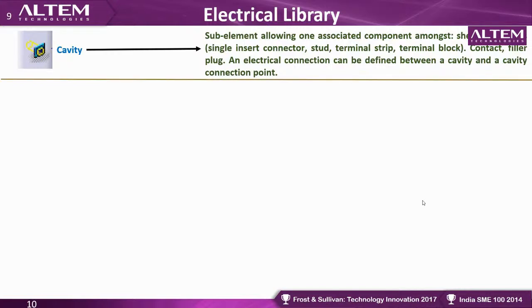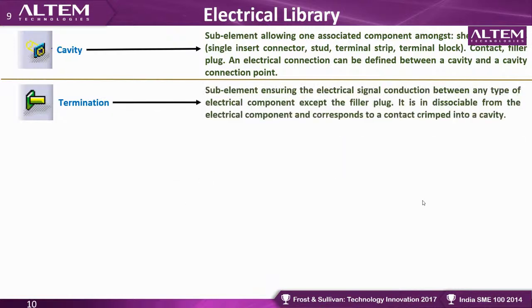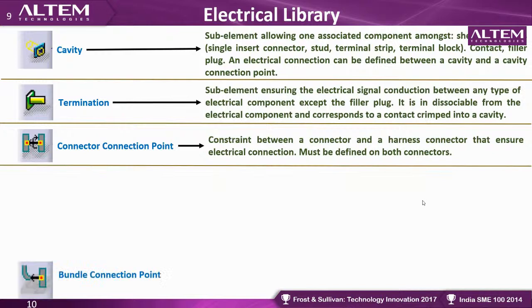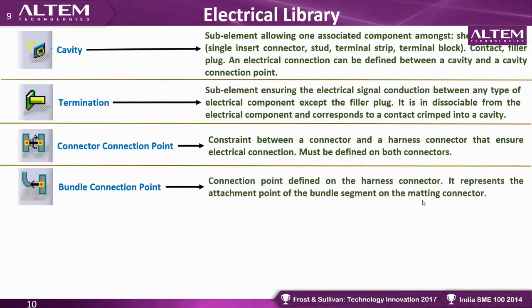So after defining a cavity, we can define termination. It is a sub-element. It is dissociable from the electrical component and corresponds to the contact crimped into a cavity. Then there is a connector connection point. It constrains a connector and a harness connector and ensures electric connections between them. Then there is a bundle connection point. Connection point is defined on the harness connector. It represents the attachment point for the bundle segment. So bundle connection point is the point where our harness installation will initiate.